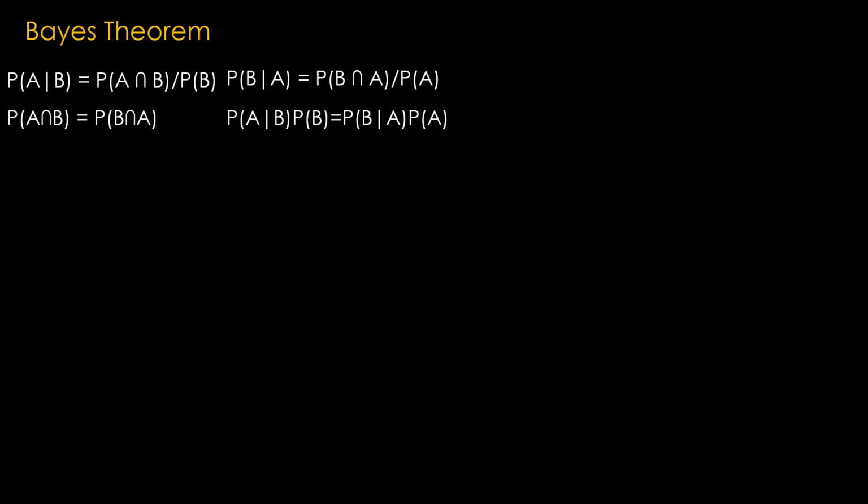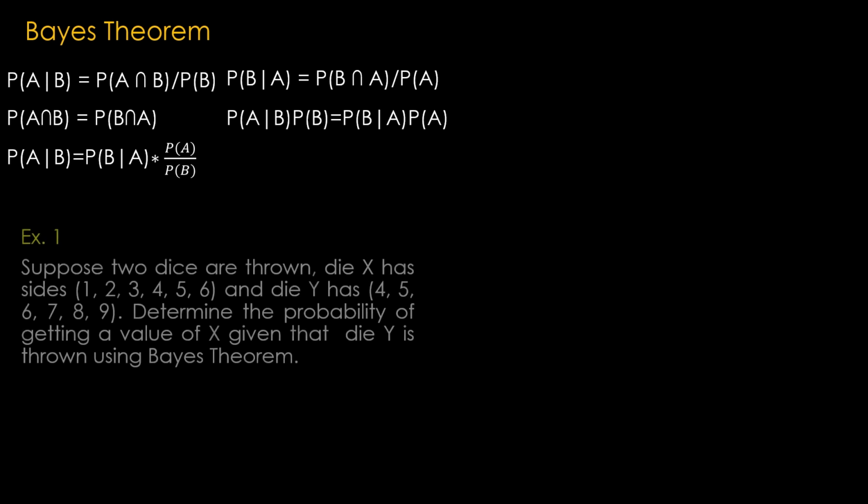Okay? So therefore, if you try to do cross multiplication, the probability of A given B times the probability of B is just equal to the probability of B given A multiplied by the probability of A. Dividing both sides by the probability of B, you'll have the probability of A given B is equal to the probability of B given A multiplied by the probability of A divided by the probability of B. So, yun na yung Bayes theorem mo.